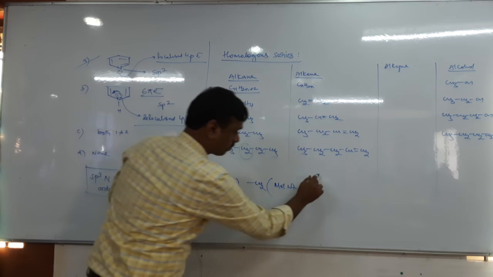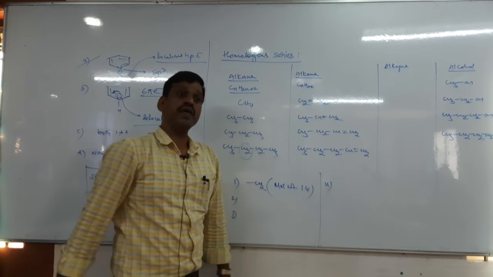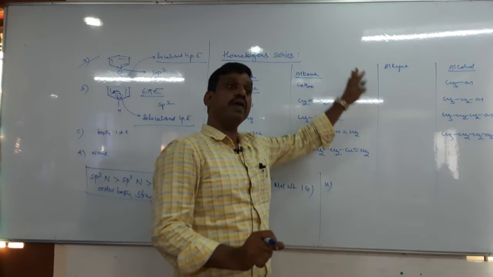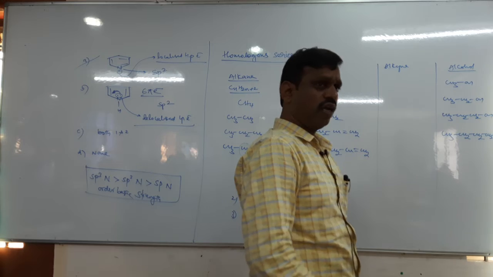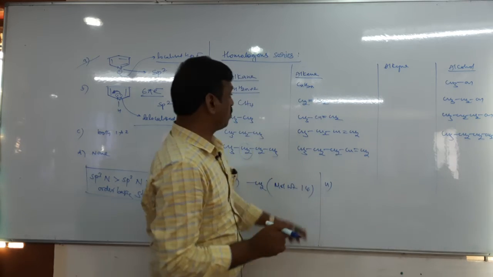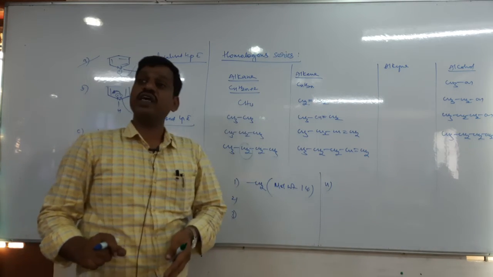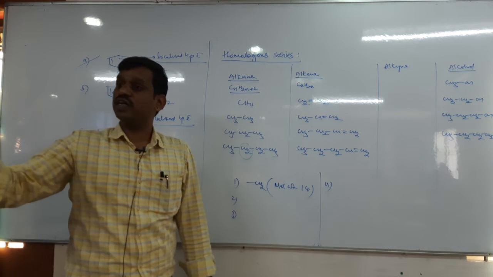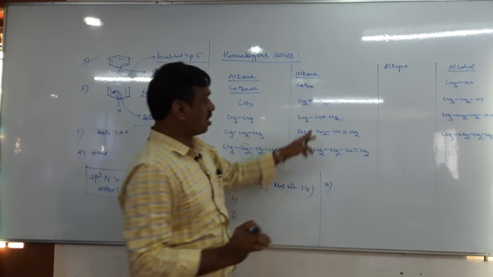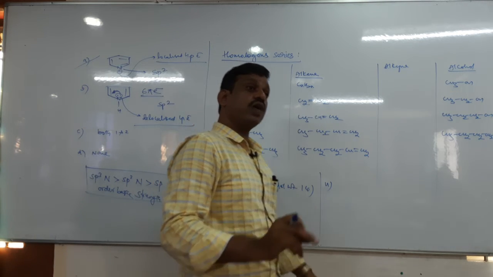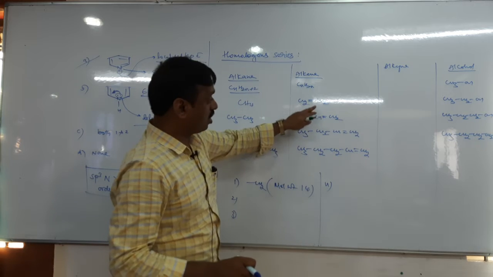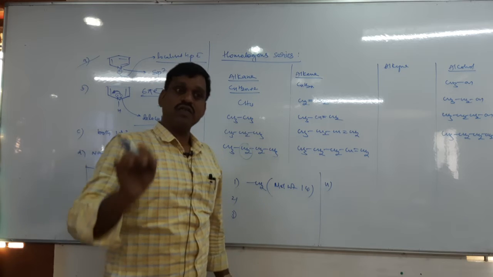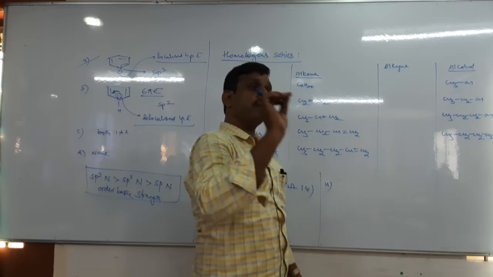Next, fourth one: what about chemical and physical property? When it comes to chemical property, all the members must have similar chemical property, not exactly the same but similar. For example, alkanes undergo free radical substitution: methane, ethane, propane, butane, all undergo free radical substitution. Alkenes undergo electrophilic addition reaction: ethene, propene, butene, pentene, all undergo electrophilic addition. So they must have similar chemical properties.